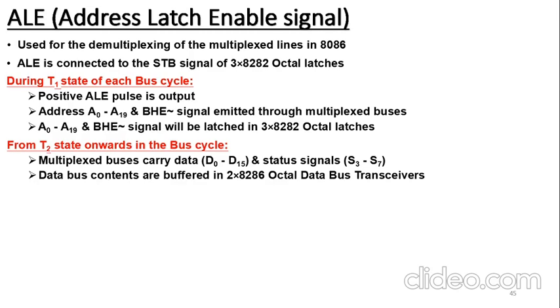Then these data bus contents D0 to D15 are buffered into 2 sets of 8286 octal data bus transceivers. Why are 2 sets required? Because each 8286 is an octal transceiver, and we have 16 bits of data bus. That's why 2 such octal data bus transceivers are required here for buffering of the 16-bit data bus.